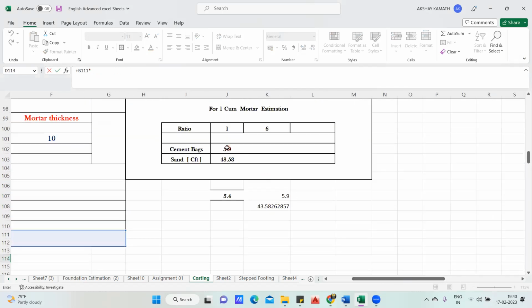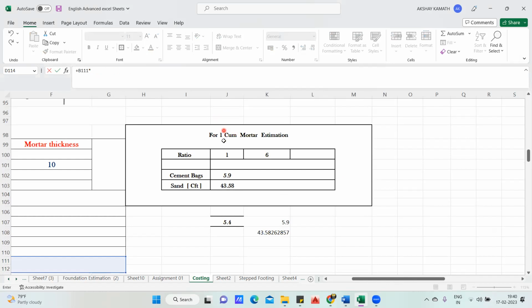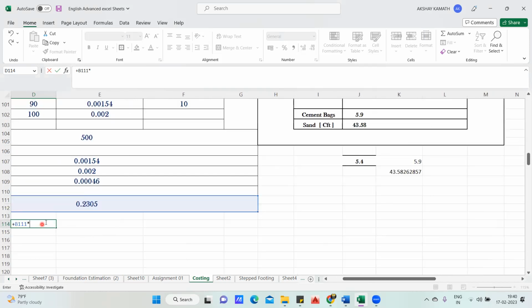This one, cement bag. Why? Whatever calculation I have done, this is constant. For 1 cubic meter I have done. For 1 cubic meter, if it is 5.9, for 0.2305, what I'll do? 0.2305 multiply by 5.9 you do, will get 1.35 bags.